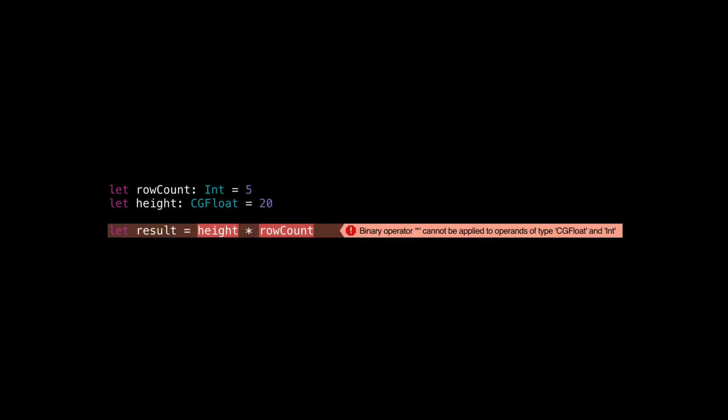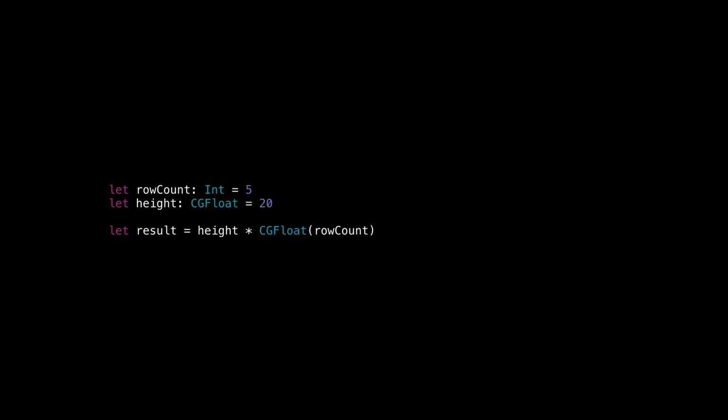Essentially, this is saying, I don't know what you're trying to get me to do. This doesn't make any sense to me. And everybody's seen this, and they know what to do. So you take the Int, you wrap it in a CGFloat, and that constructs a new thing. Now they're both CGFloats. I can multiply them together, and Swift, the compiler, is happy.